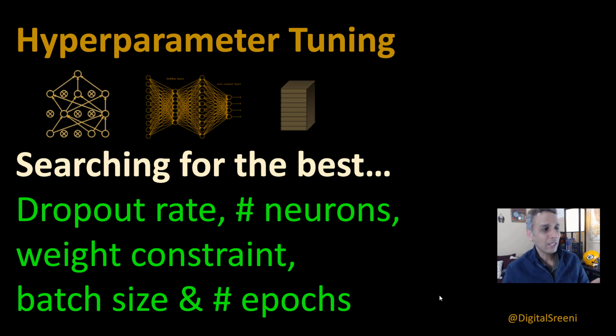So here we're going to look at dropout rate, the number of neurons in the hidden layers, the weight constraint, the batch size, and of course the number of epochs. Let's throw all of these in again. It's going to take a little while. That's why having a good system definitely helps, or use Colab.